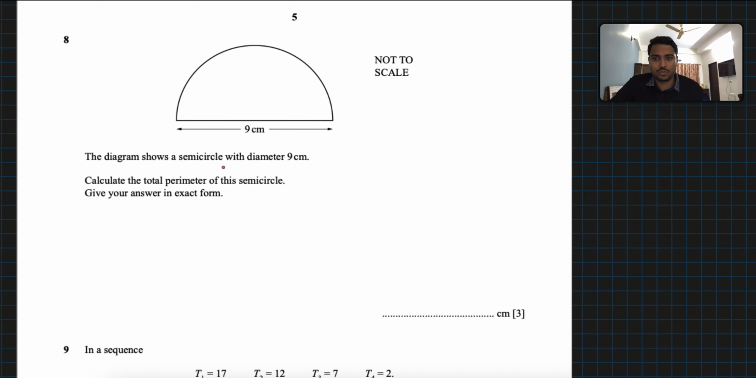The diagram shows a semicircle with diameter 9, so the diameter is already marked, it is 9 centimeters. Calculate the total perimeter of this semicircle. Okay, we have to find the perimeter of the semicircle. Give your answer in exact form. So we have to give the answer in exact form.